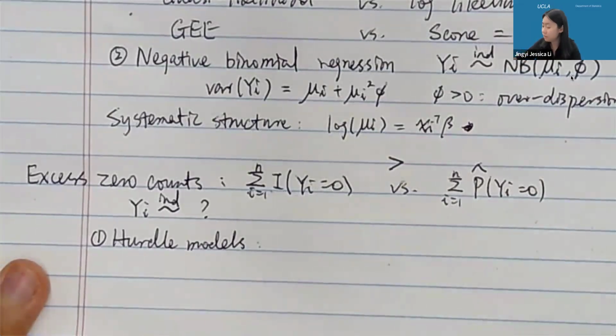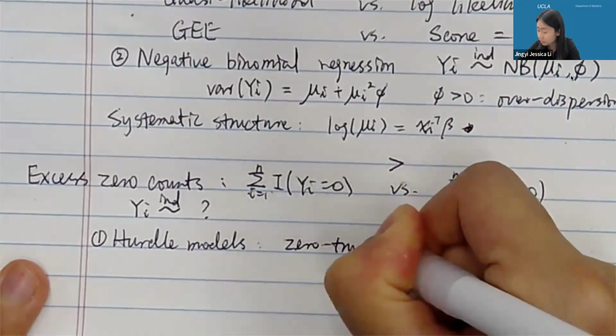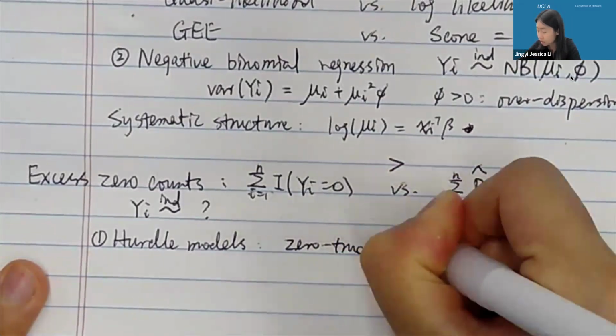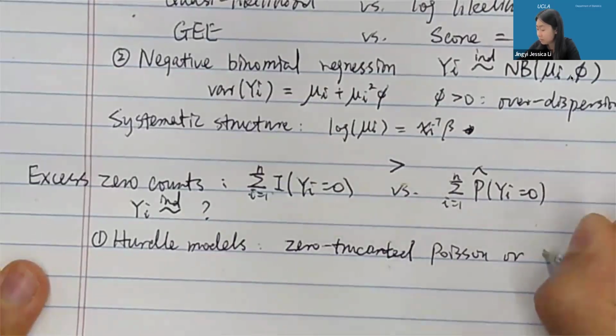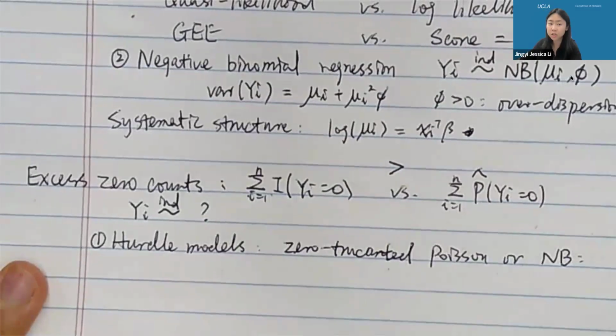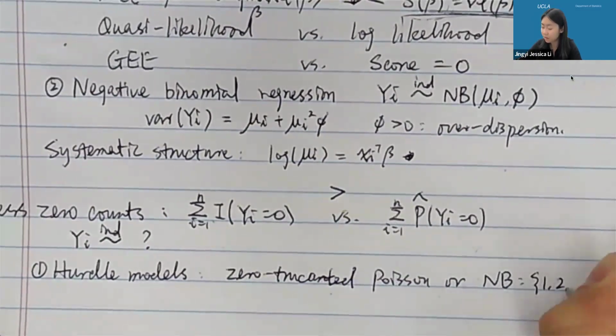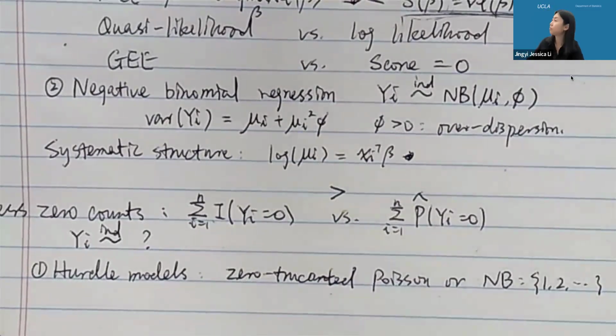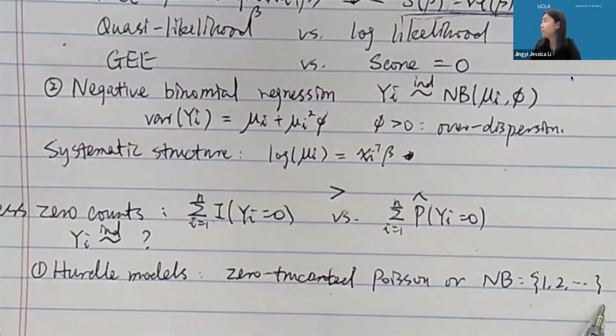We only keep, let's say we call it zero-truncated Poisson or negative binomial. So for such a distribution, the smallest count you can take is 1. You remove 0, and you re-normalize the probabilities so that they add up to 1. So you need to change the probability mass function.